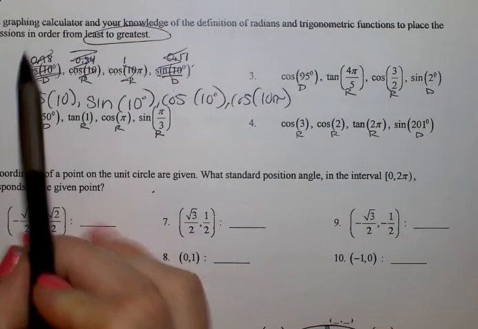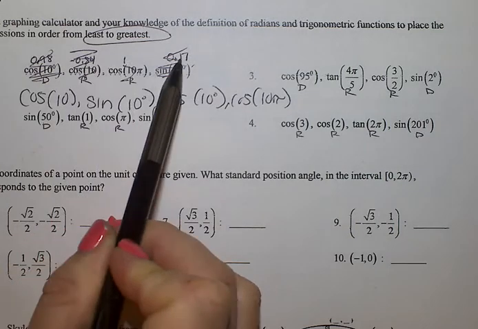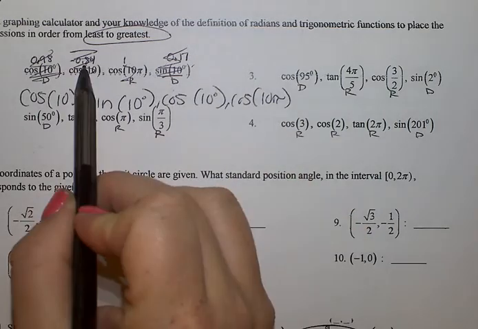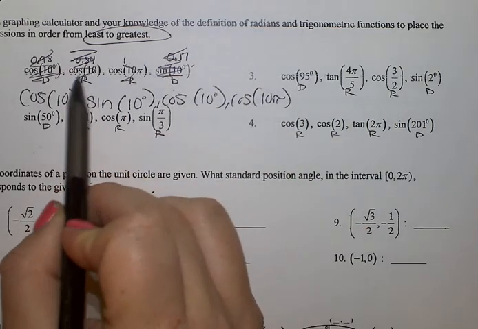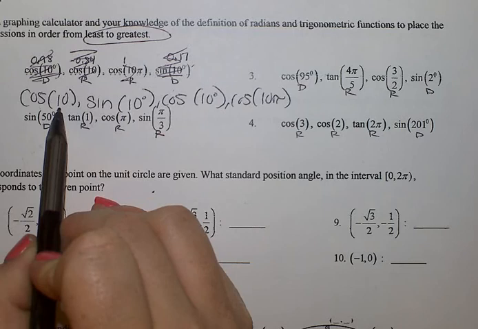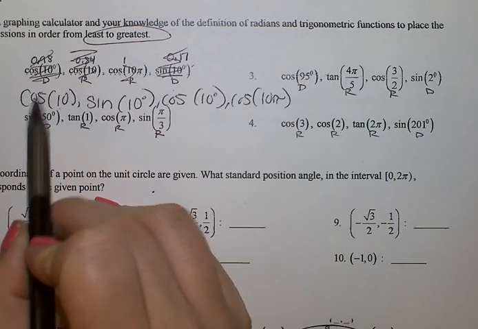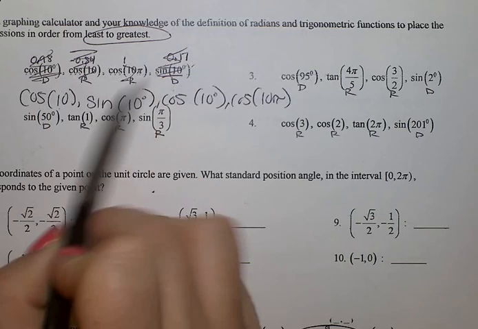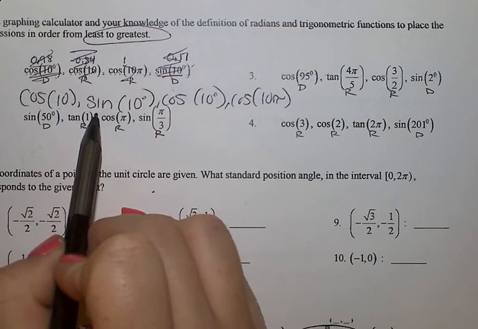So did you understand how I got these values, estimated values? And then I take those and I put them in order. So the smallest one was the negative. So I write down cosine of 10 because that's the exact. I don't want to put down the estimation. And then I look for the next smallest. The next smallest would be 0.17. So I put down the sine of 10 degrees. Yes, from least to greatest.